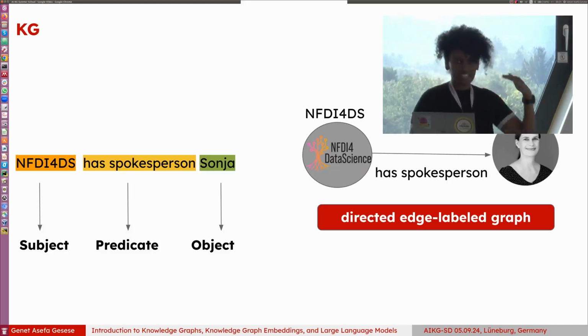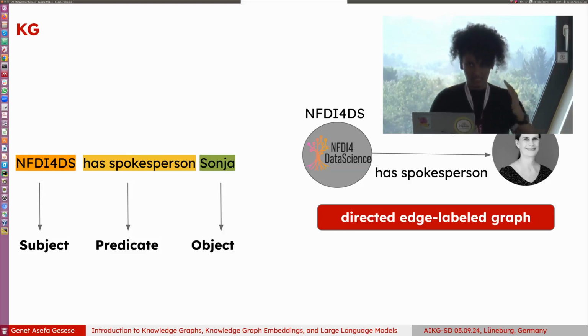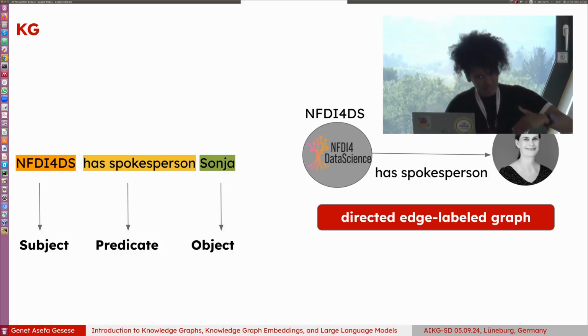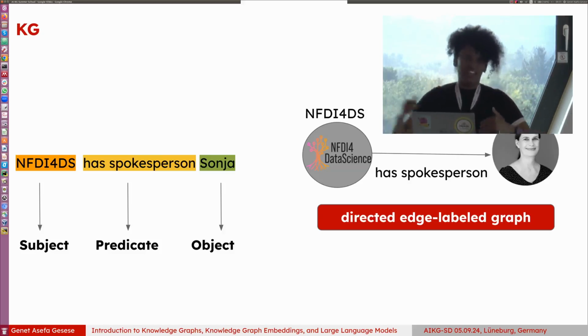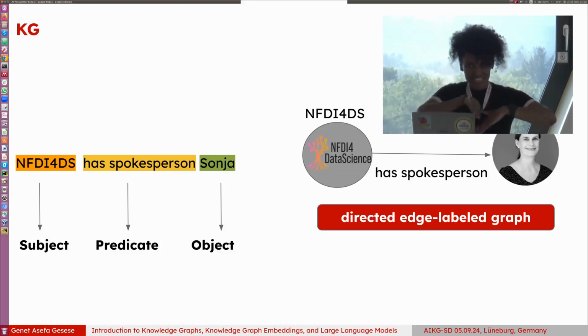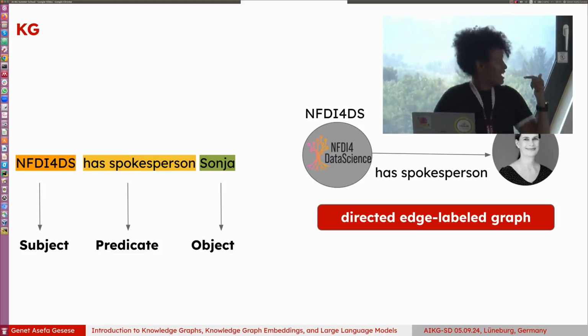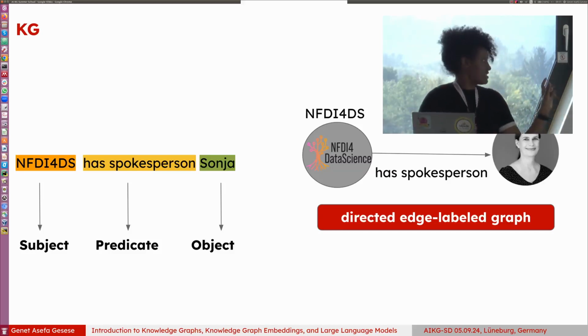And then you can see there is a direction, right? In the text itself, there is a direction coming from NFDI for data science to Sonia. Now, in the graph also, I expect the same thing, which has to be a directed arrow. Altogether, it makes it a directed, edge-labeled graph, right? Just for this particular sentence.